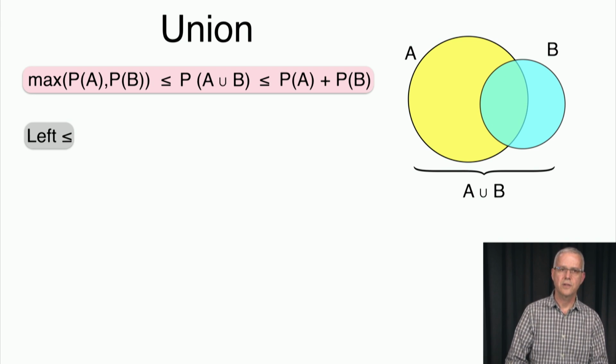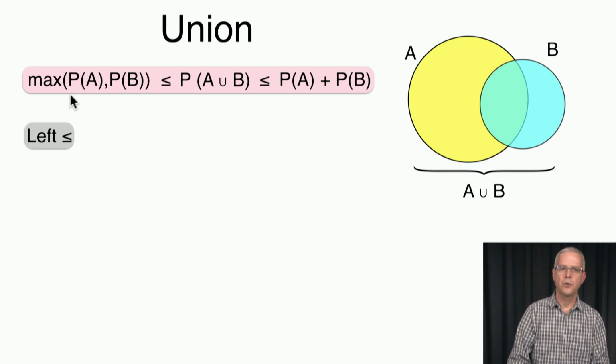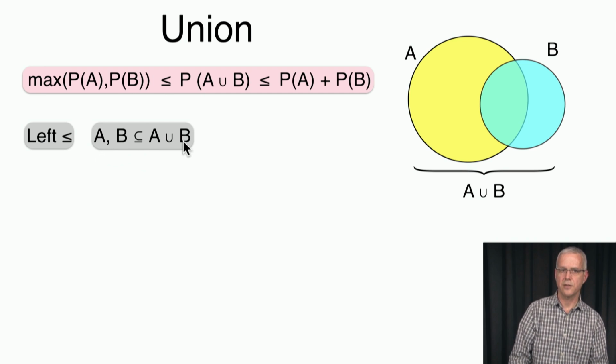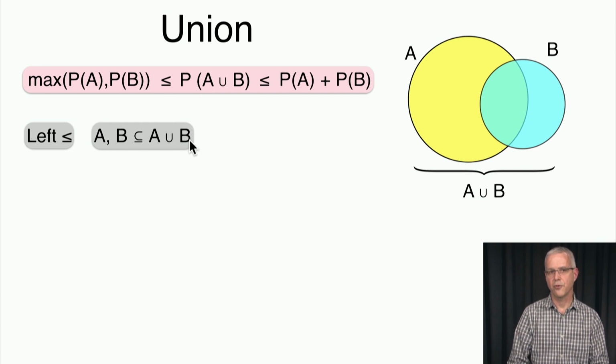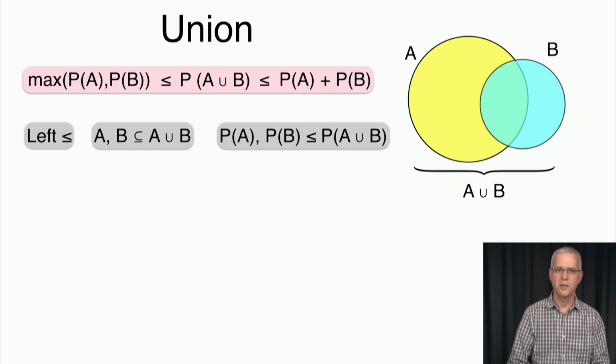Okay, so first let's prove the left side. So we know that A is a subset of A union B, and B is a subset of A union B. So both A and B are subsets of A union B. And therefore, by the subset result that we just proved, we see that the probability of A and the probability of B are both less than or equal to the probability of A union B. And if you have two numbers that are less than or equal to what's written on the right side, then the maximum is also less than or equal to this right-hand side. So we get that the maximum of both of them is also less than or equal to the probability of A union B.